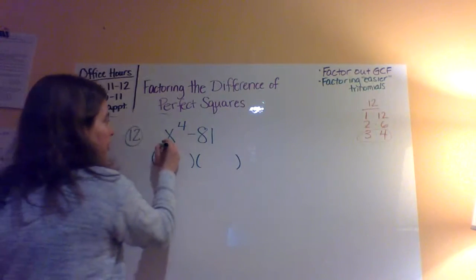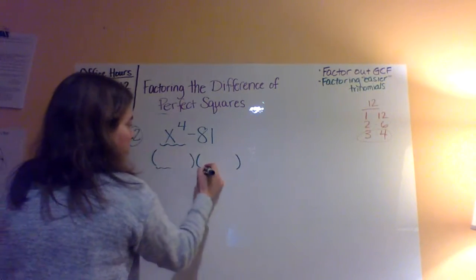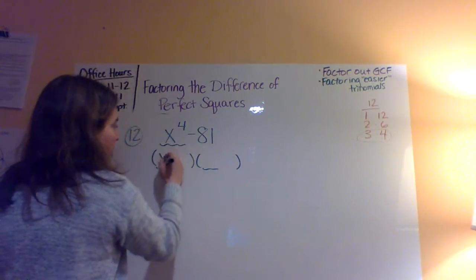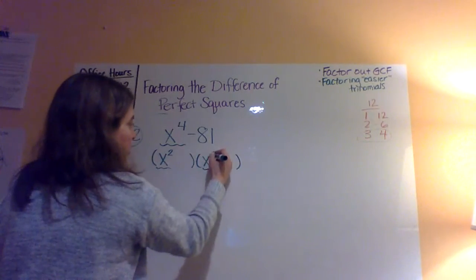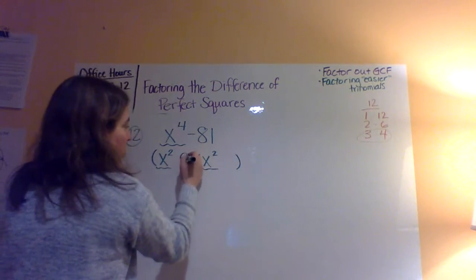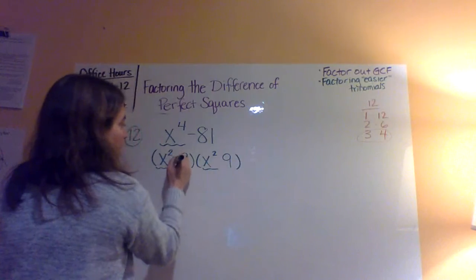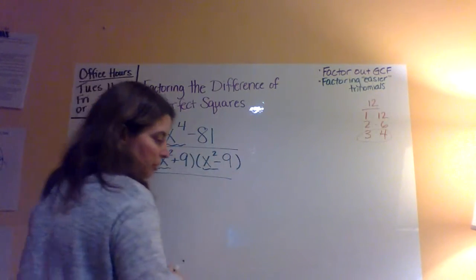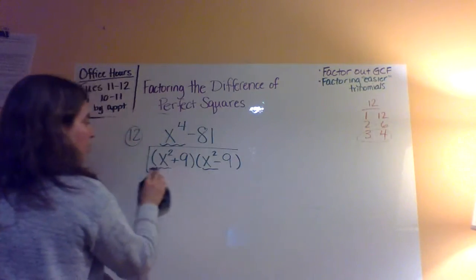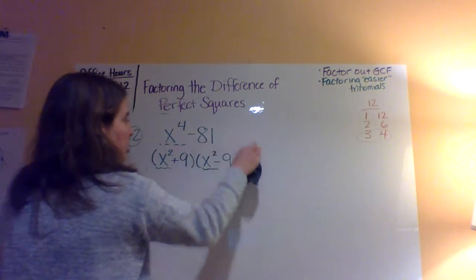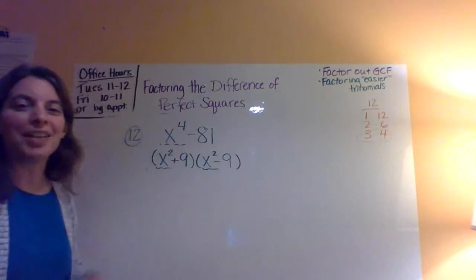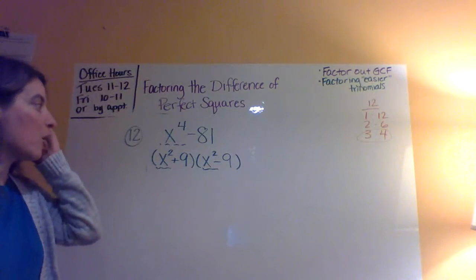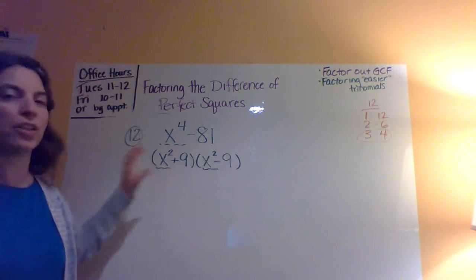The square root of this guy goes here and here. The square root of x to the 4th is x squared. The square root of 81 is 9. I want to have a plus and a minus. Okay, now, oops. We're not quite done yet. That was temptation, right? But then we want to look at it again and say, okay, what does anything here catch your eye again?